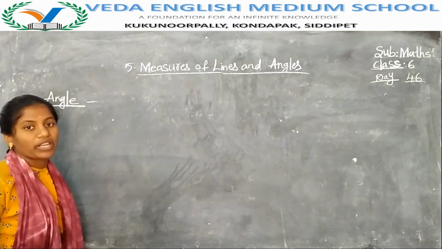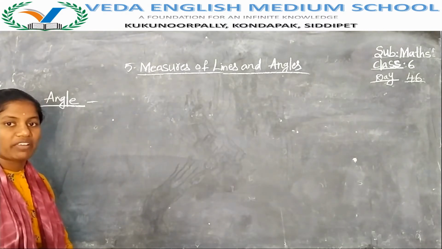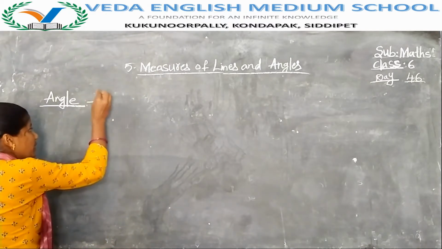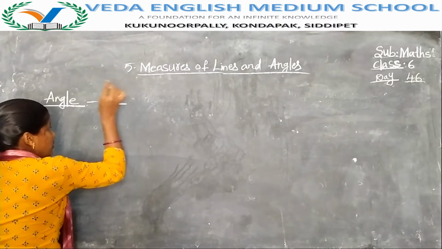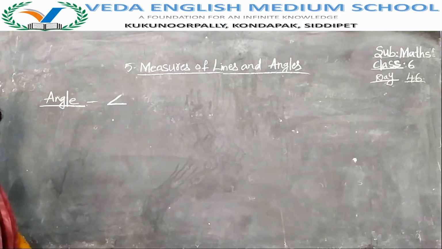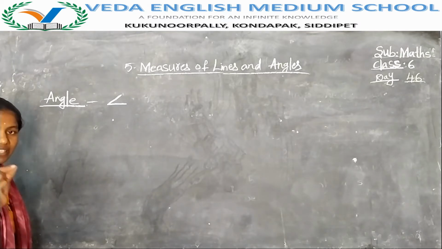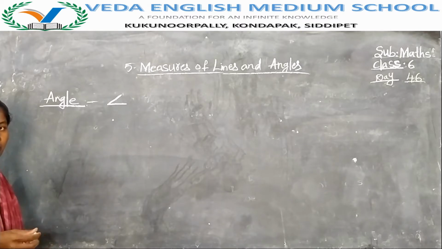Already we have learned about angle in our previous class, basic geometrical ideas. In that chapter we learned what is meant by angle. Once again we will learn what is meant by angle, and the symbol for angle. So what is the definition of angle? The definition of angle is: if two rays intersect at the same point, an angle will form there.